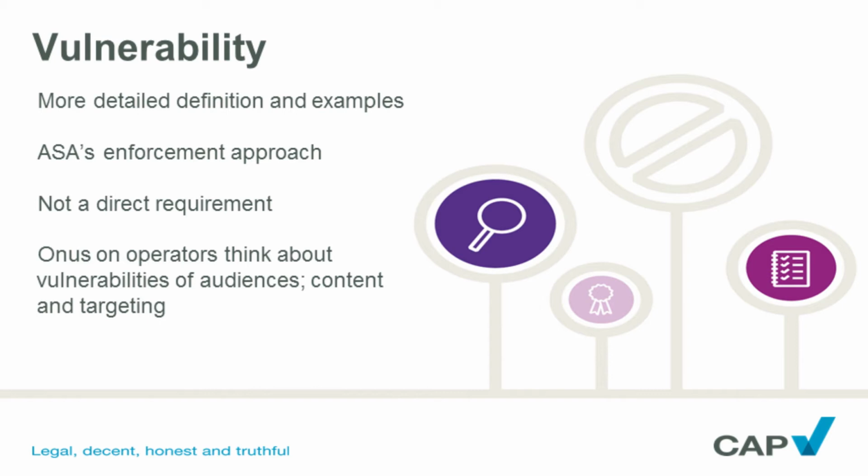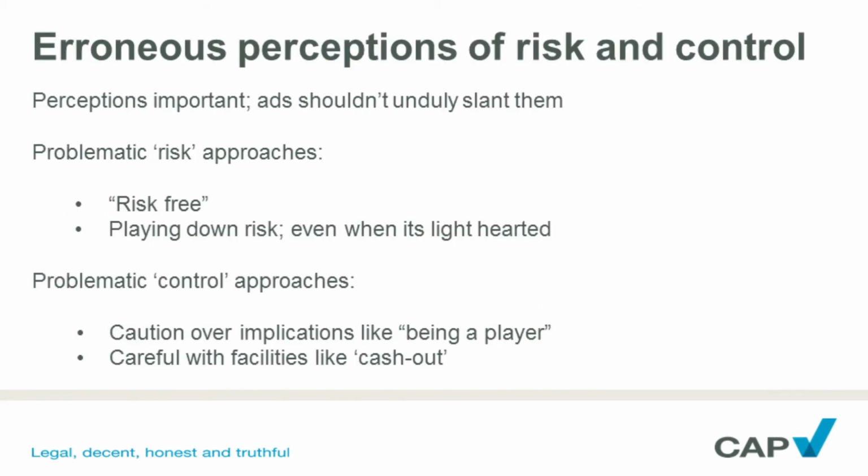Can you go into a bit more detail about what you mean by risk and control here? I think what we found from the evidence is that people's perceptions of risk and their perceptions of control are important in terms of their decision making. And we think that advertising shouldn't play an undue role in bending or slanting those perceptions in a way which could potentially cause harm.